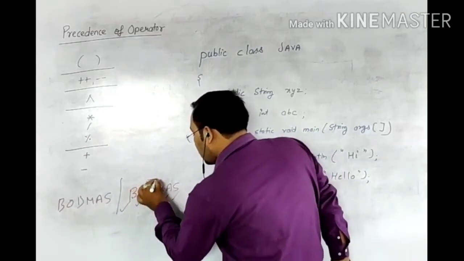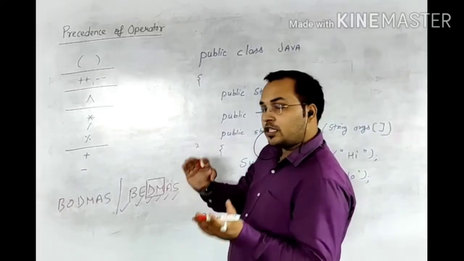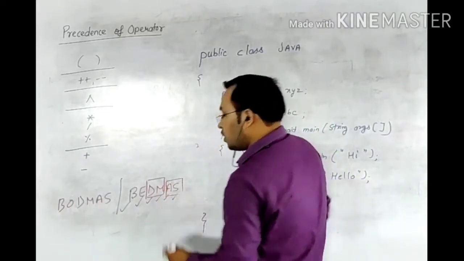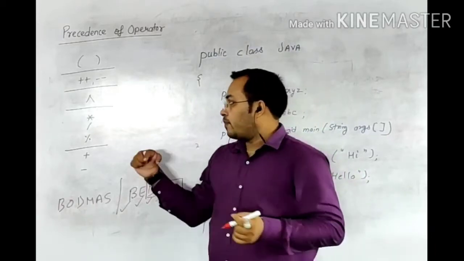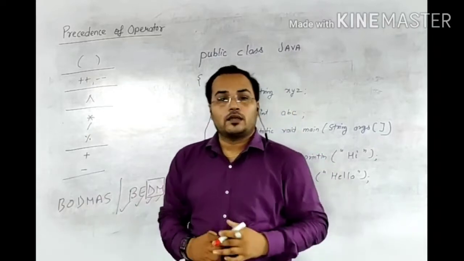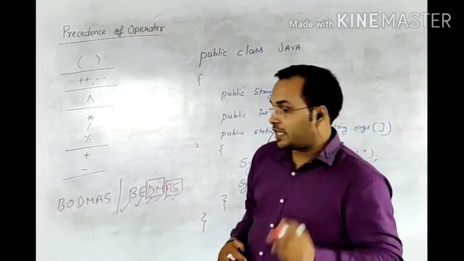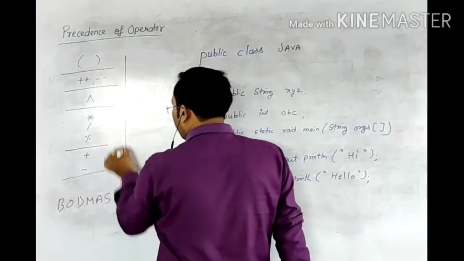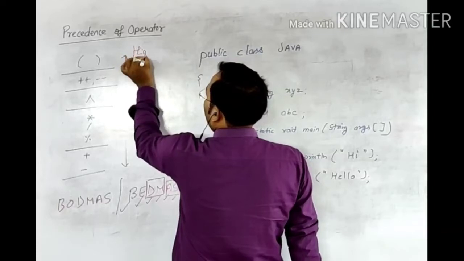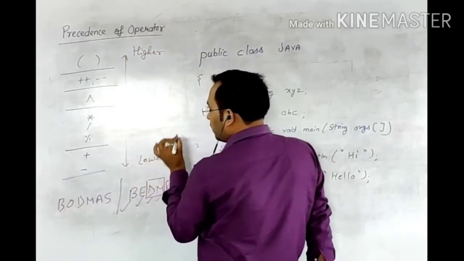But in computers, division and multiplication are of the same hierarchy, and addition and subtraction are of the same hierarchy. That means we can take both one together. Okay, there will be no issue. So always keep in mind, here the hierarchy: this is the higher one and this is the lower one.